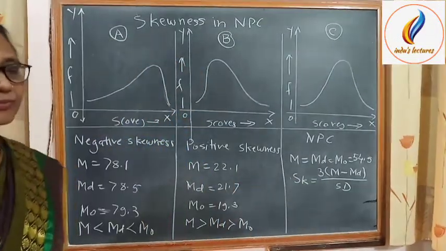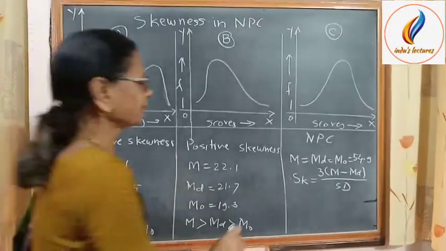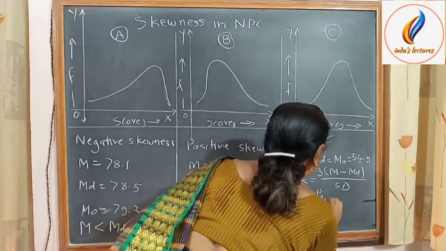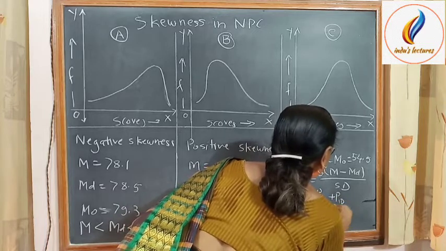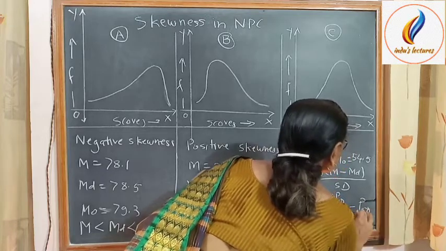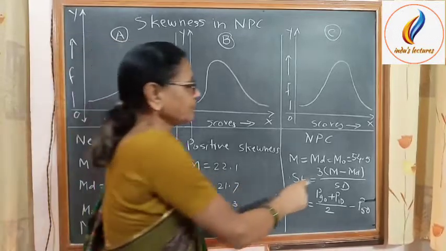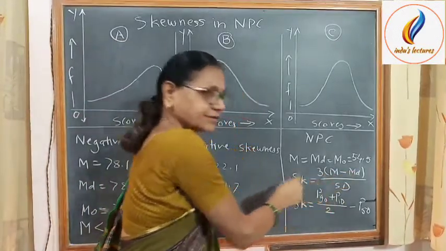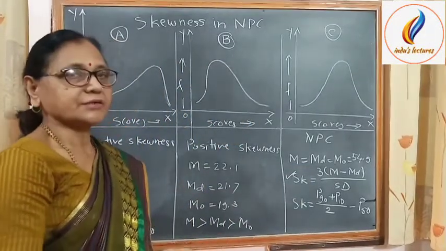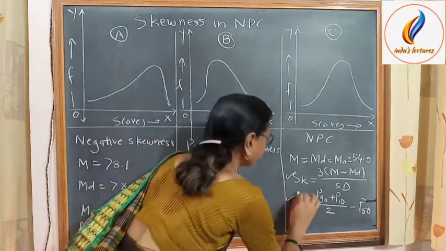If the percentiles of the distribution are known, then we can find the skewness by using the formula Sk is equal to (P90 plus P10) upon 2 minus P50. That means if we know the values of mean, median and standard deviation, then we can use the first formula. And if we know the percentiles of the distribution, then we can use the other formula.